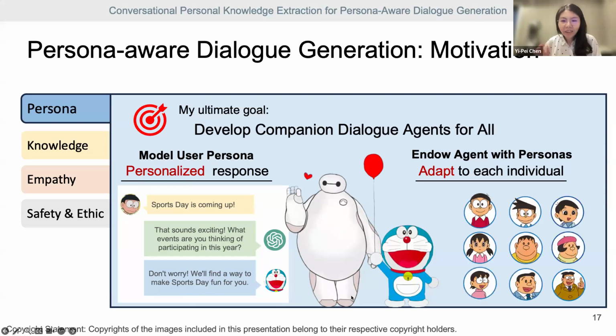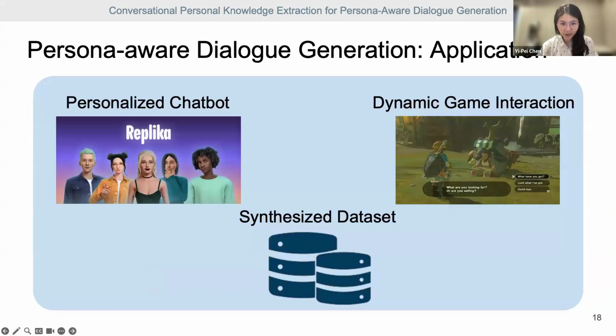On the other hand, everyone is unique. So if we want to create a companion dialogue agent that matches each person, each agent might need to have distinct personas. That's the motivation for persona-aware dialogue generation. It can have several applications, such as building more personalized chatbots. It can even be a form of continuation of life: if you feed in some people's data, you can talk to someone that has already passed away.